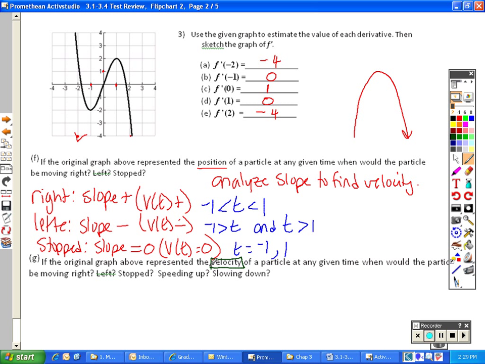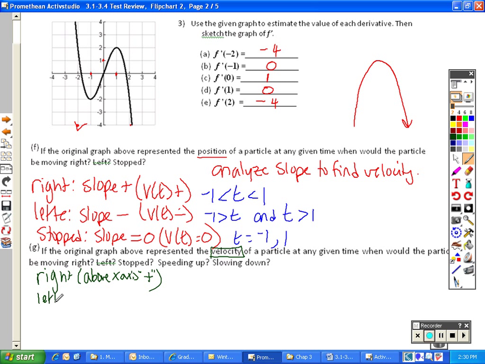So when I'm talking about moving right for the velocity graph, I want to know when is it above the x-axis, because those are positive values. When I'm talking about when is it moving left, I want to know when is it below the x-axis, because that's where there are negative values. When is it stopped? I'm talking about when is it on the x-axis. And this is all because that would be zero values. This is all because now I'm thinking about this as an actual velocity graph.